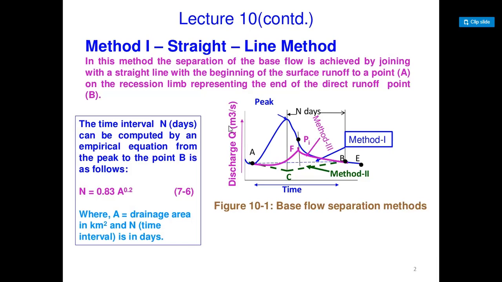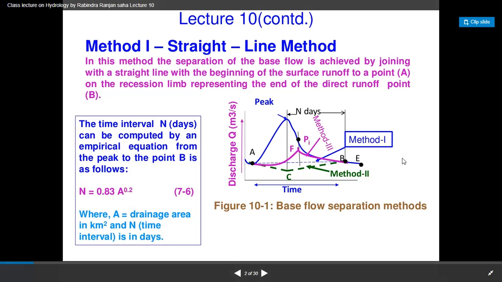N is equal to 0.83 A to the power of 0.2, where A is the drainage area in square kilometers and N is the time interval in days. Here figure 1 shows the base flow separation method. In method 1, discharge Q in cubic meters per second is on the y-axis and time is on the x-axis. Here A, B, and C, and N is the end days. This is the peak.